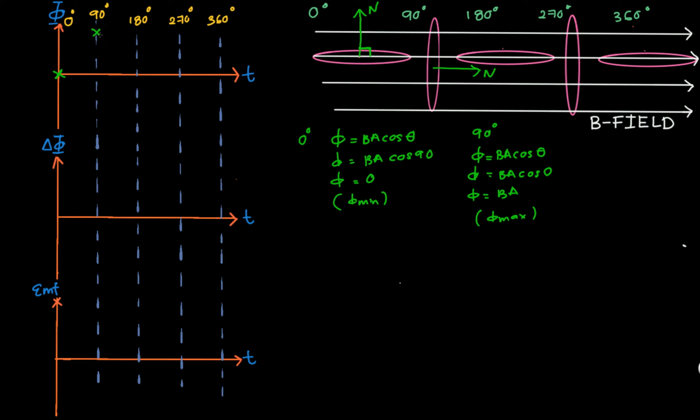Okay. What happens at 180 degrees? At 180 degrees, the coil has rotated 180. That means previously at 0 degree, the normal was pointing upwards. As it rotates 180 degrees, now the normal is directed downwards. Therefore, again the same formula. Flux is equal to BA cos theta.